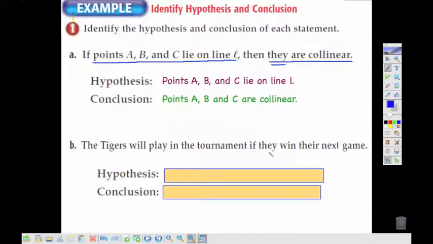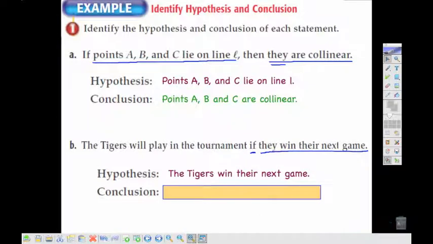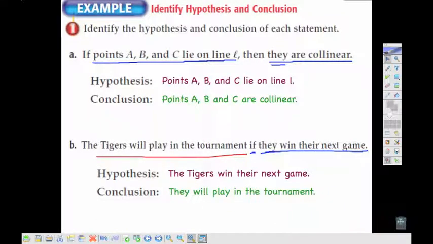On the next one, notice it's not an if-then form. In fact, the if is on this part of the sentence. Well, that means the if part is over here. That's going to be our hypothesis. The Tigers win their next game. Again, I substituted the Tigers for they. The conclusion then would be the beginning part of this statement, that they're going to play in the tournament. That's what's going to happen. If they win, then they will play in the tournament.